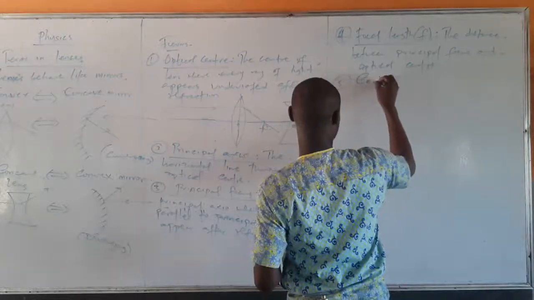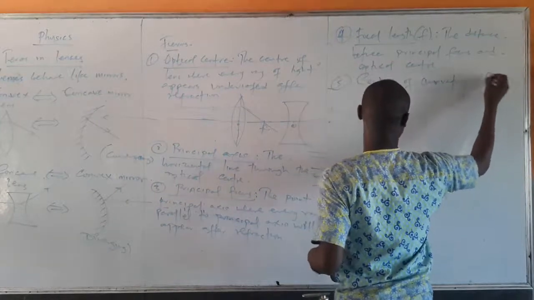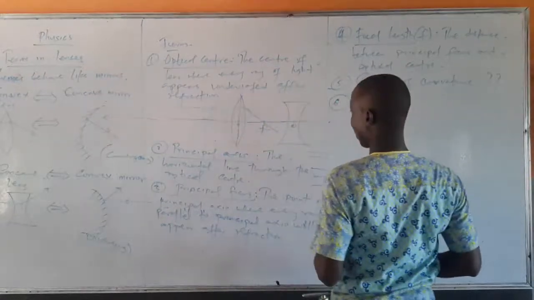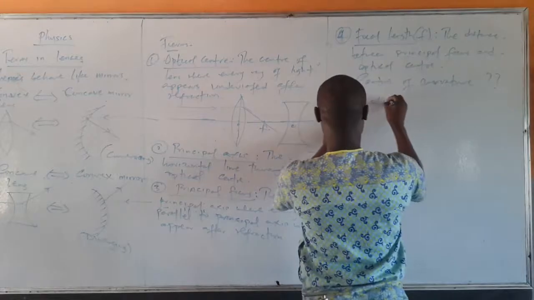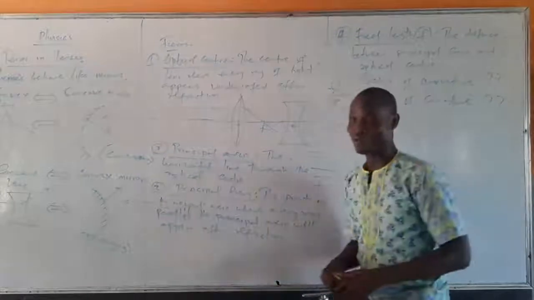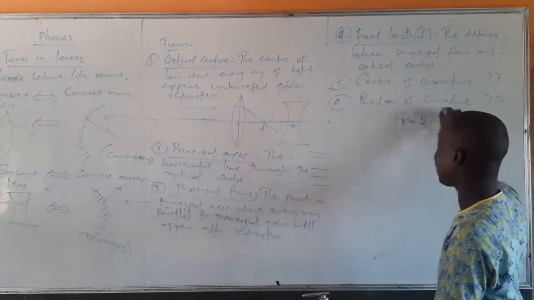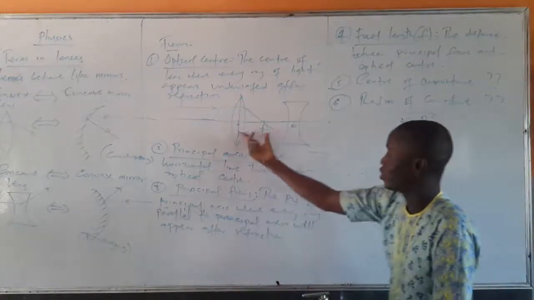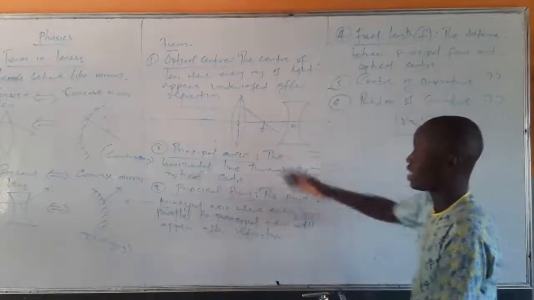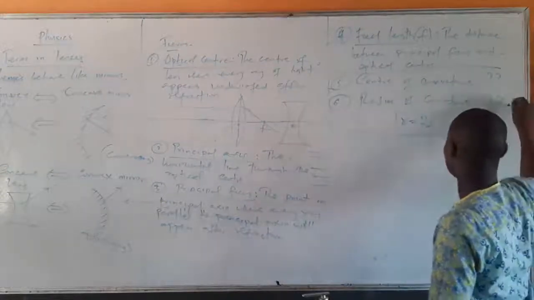We have the center of curvature and the radius of curvature, which are on your assignment. What is the center of curvature? And the second one is the radius of curvature. You know that when dealing with mirrors, the radius of curvature R was 2f. It is still valid here: 2 times the focal length will give you the radius of curvature. And the center of curvature is at twice the principal focus. So define those two for me before the next video.